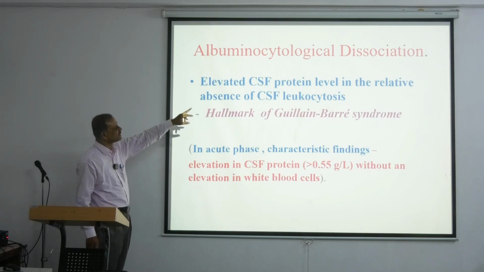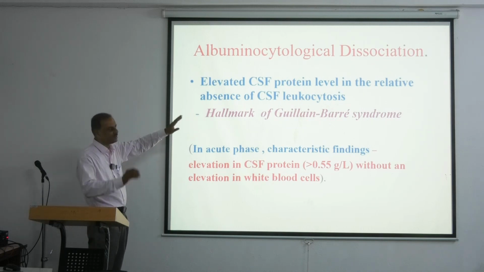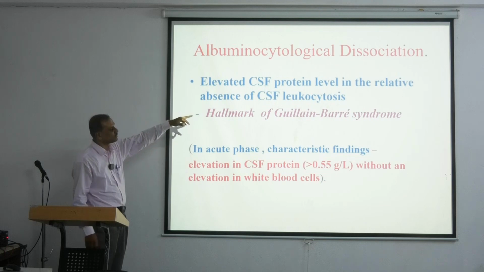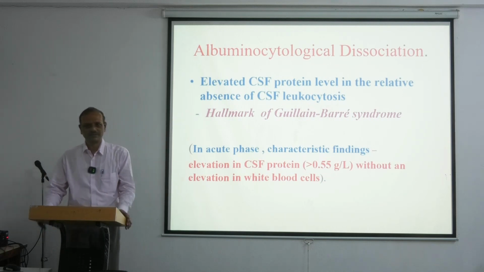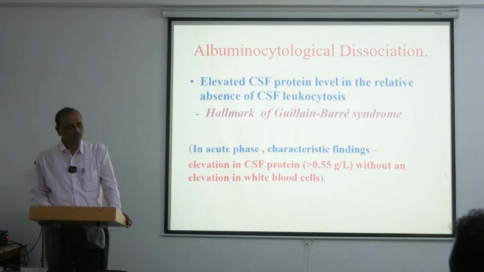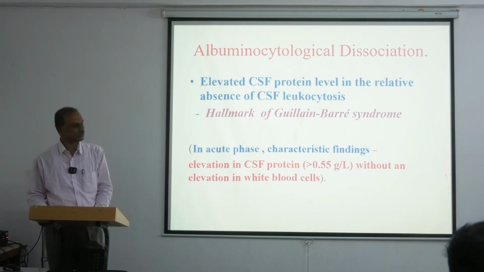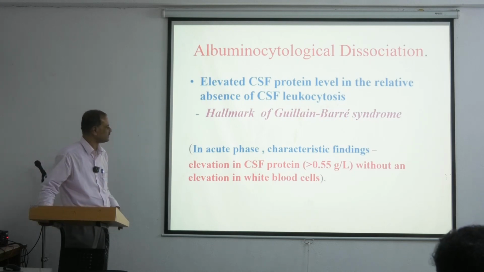So elevated CSF protein is found, much higher, but there is a relative absence of CSF leukocytosis. The CSF cells have not come. Normally when there is inflammation, some cells will also come during inflammation. But in this case, that will not be proportionate. So that is called albuminocytological dissociation.